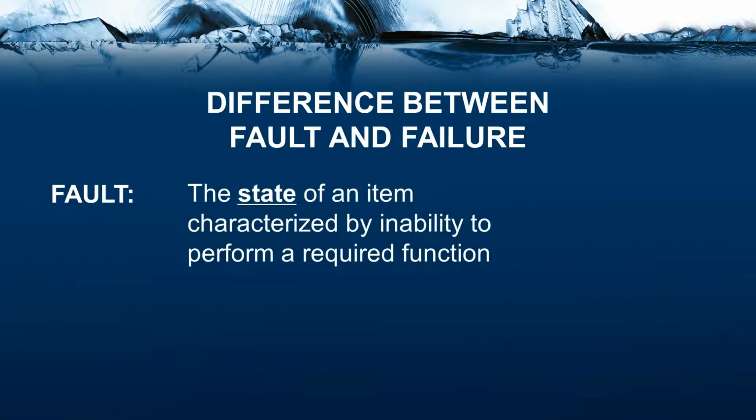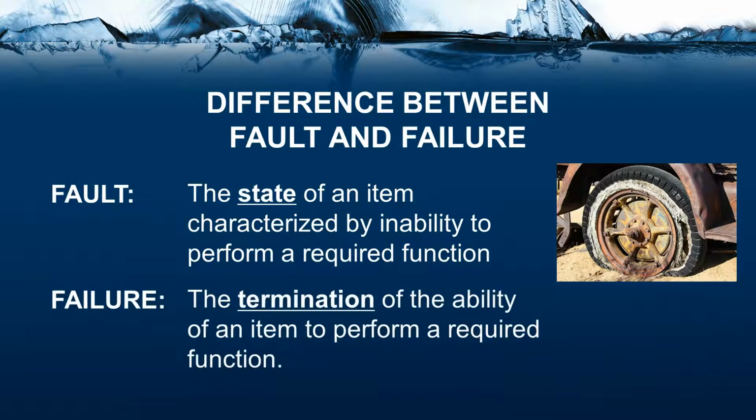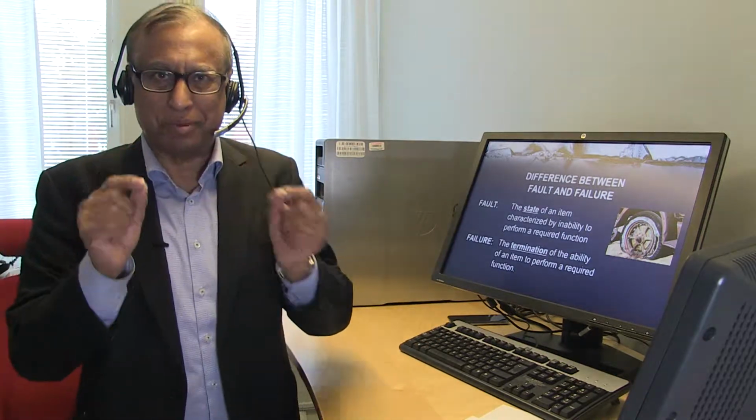I will now introduce you to another word called fault. Often we mix these two concepts, fault and failure. Fault is a state of an item characterized by inability to perform a required function. So fault is a state. This is an example of a faulty deck. Whereas failure is an event, defined as the termination of the ability of an item to perform a required function. So I am repeating, fault is a concept of a state. The item is in a faulty state, whereas failure gives you an event, a failure event. So fault is a state whereas failure is an event.